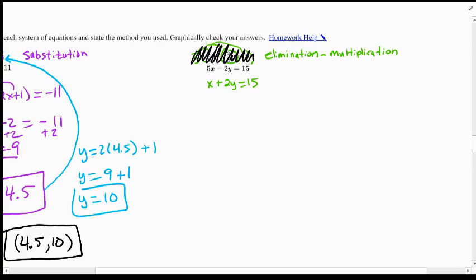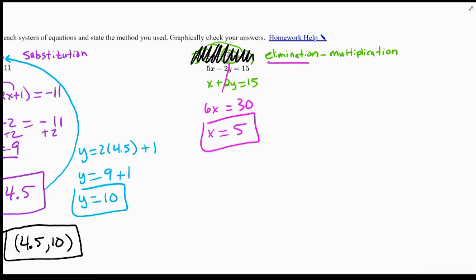So when I do that, I get 6x, and then these cancel out, which is good because that's what elimination means. I'm trying to eliminate a variable. And now I have one equation with one variable. Divide both by 6, which gives me my x value is equal to 5. And then I'm kind of also going to use substitution here because I'm going to take this 5 and plug it back in for x so that I can solve for y.